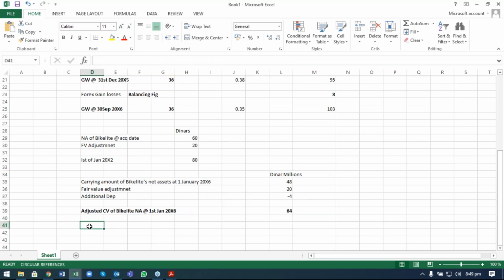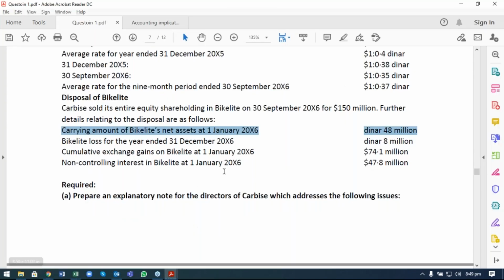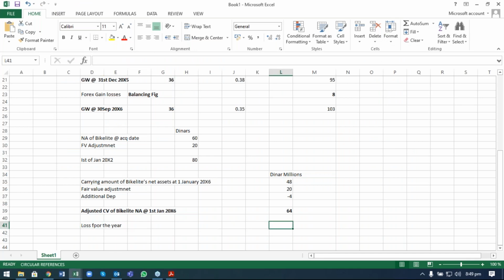Next you need to calculate the loss for the year. What was the loss that was given in the question? That loss was 8 million dinars. So this 8 million should be deducted from the net assets. Okay, loss for the year, but as the subsidiary was disposed of after 9 months, we have to consider the loss for only 9 months, divided by 12 multiplied by 9. So this is the loss that should be accounted for.